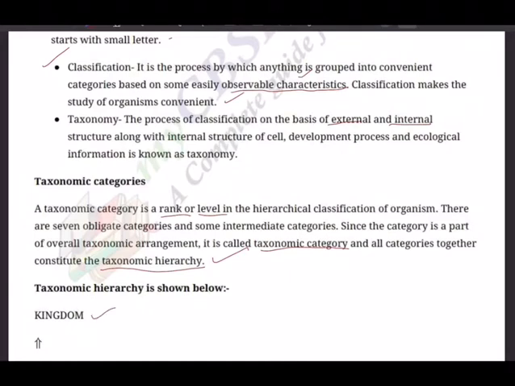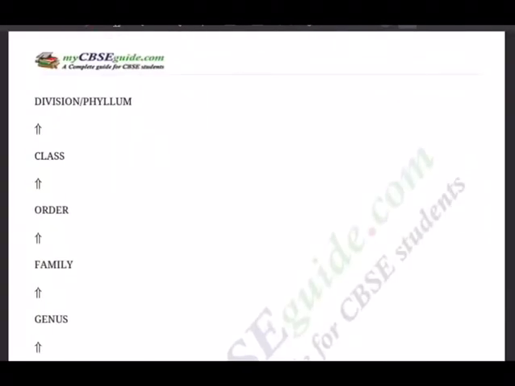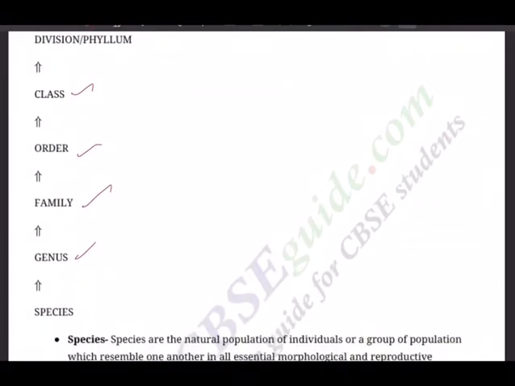So first you take up the hierarchy. The topmost one is kingdom. Just below the kingdom there will be division. In case of plants we say division, in case of animals we say phylum. Remember, phylum Arthropoda, phylum Annelida, phylum Echinodermata, whereas we said division Bryophyta, division Pteridophyta, like that. Below that classes will be there. Below the class, order; below the order, family, genus and species. So this is the taxonomic hierarchy.